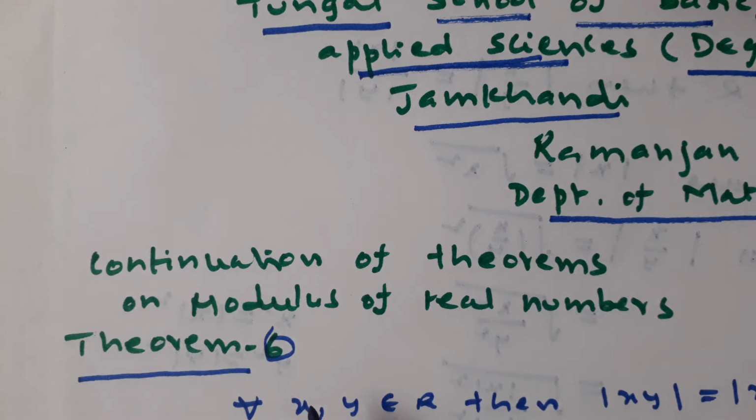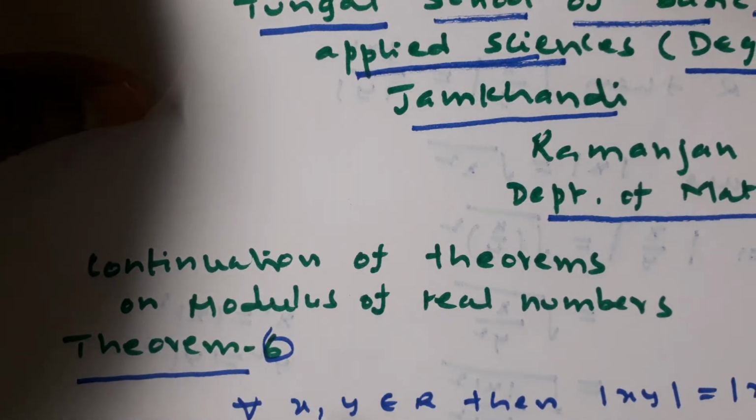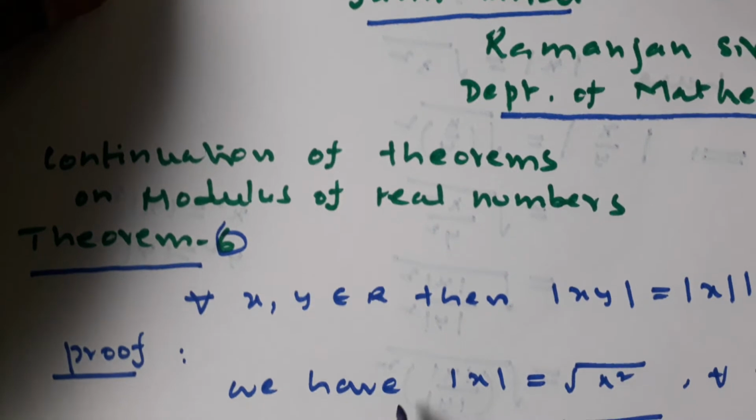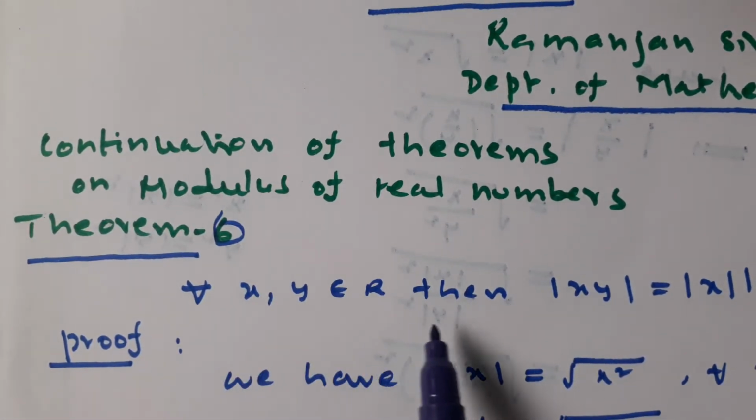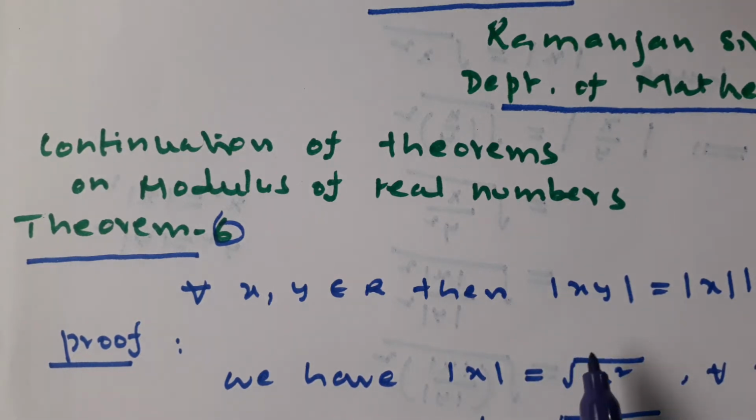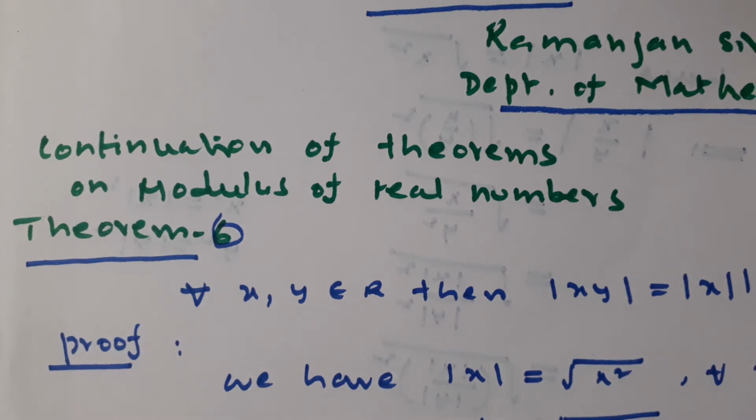Now, let us discuss Theorem 6. For all x, y belongs to R, then mod xy is equal to mod x into mod y. That means the modulus of the product is equal to the product of the moduli of the individual numbers. So how can we prove this theorem? We have the property of modulus of real numbers.